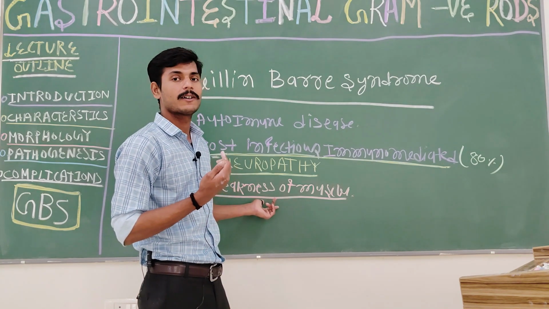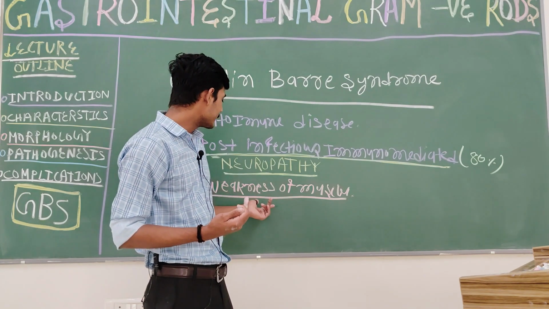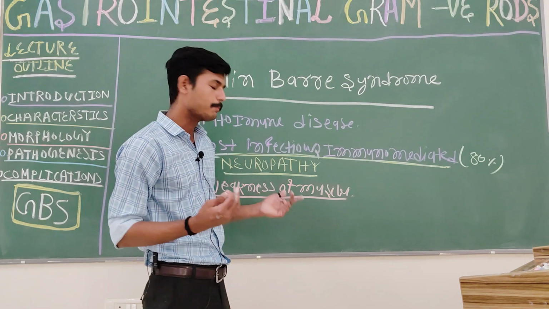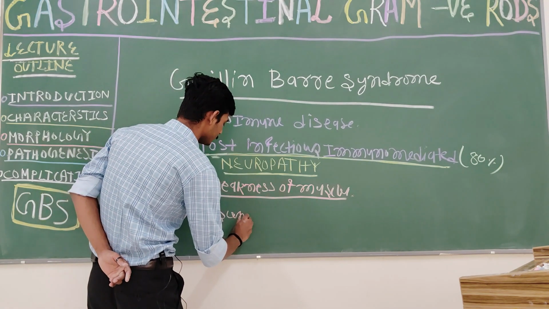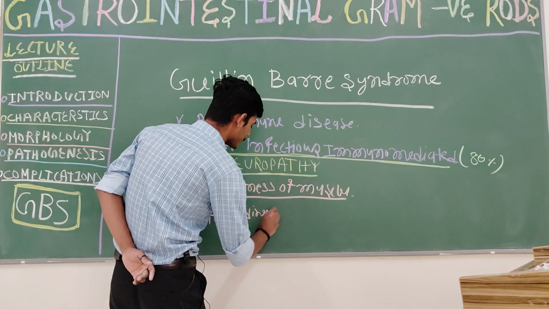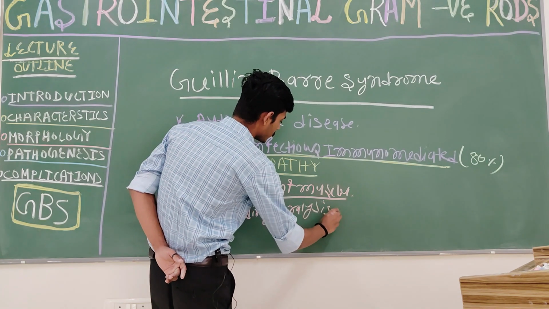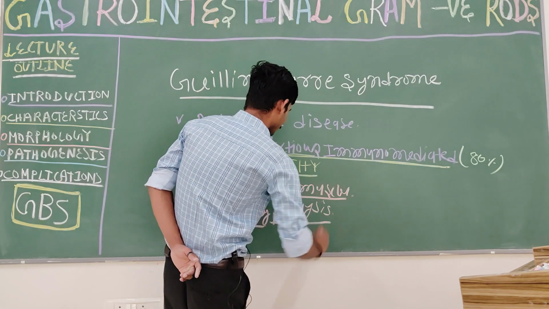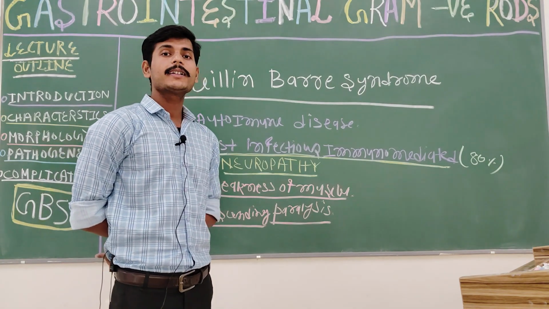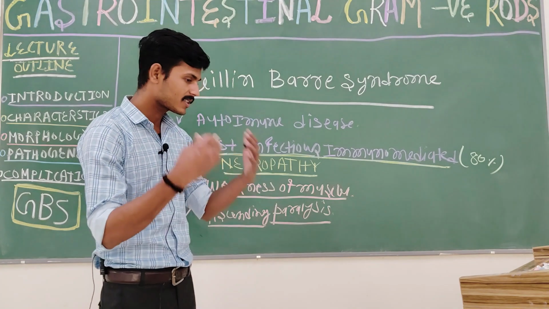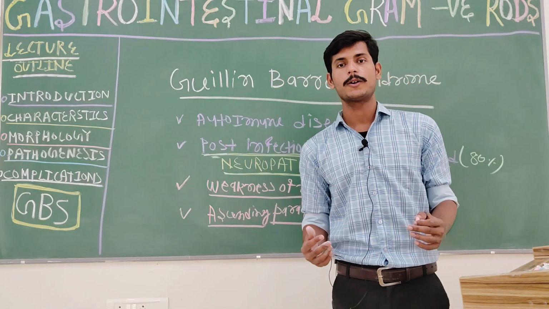Then slowly it affects the upper limbs as well, and that leads to the condition called paralysis. So there is an ascending paralysis. Now, you know that the peripheral nerves are present all over the body.